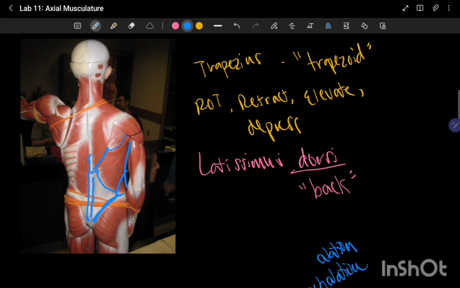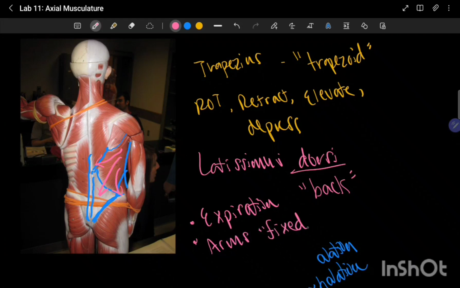So kind of outlining some of those broad attachment points. All of these are going to be secure attachment points. So these are going to be our origins. And so the muscle, when it contracts, is going to be going towards the vertebrae, towards that lumbosacral region, towards the iliac crest. And because of that, some actions are going to help with things like expiration, breathing. And then another really cool thing about this muscle is that when our arms are fixed, when our arms are in a position where they are not going to move, such as when we are climbing or rowing, so think about rock climbing, this muscle is really important to help pull our trunk up and forward.